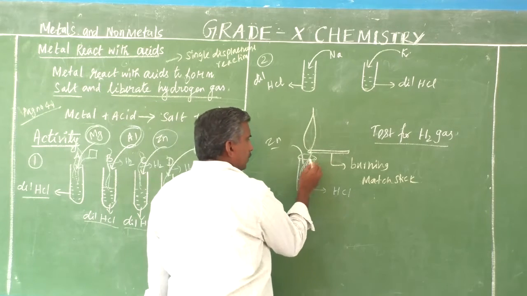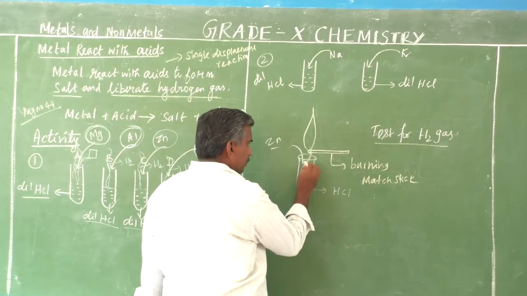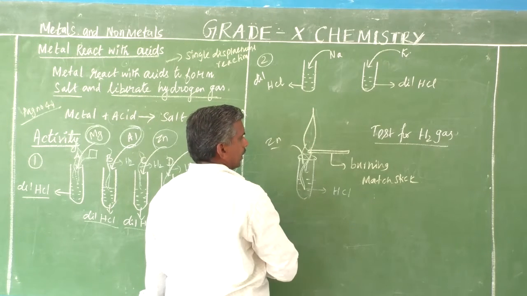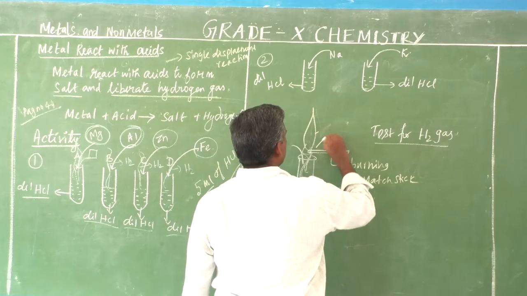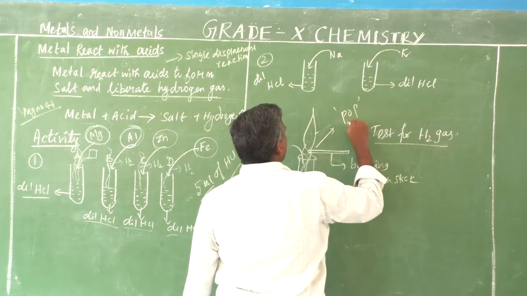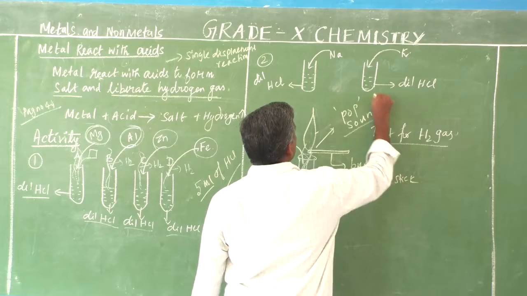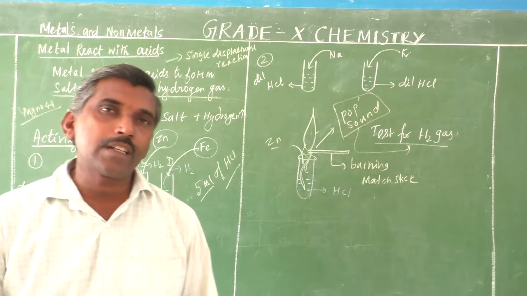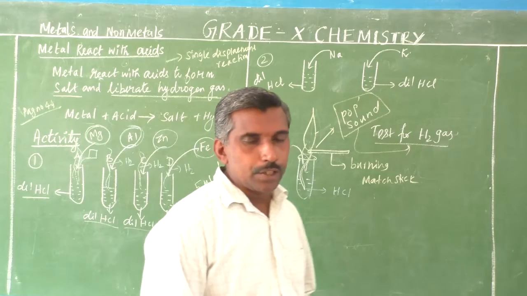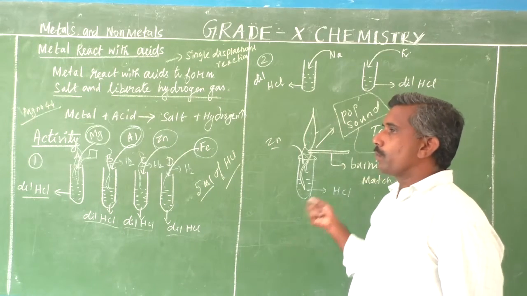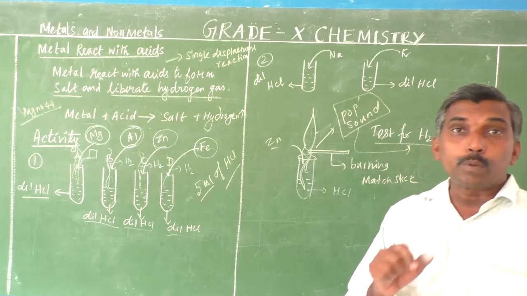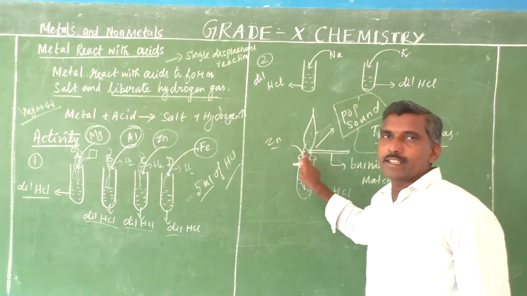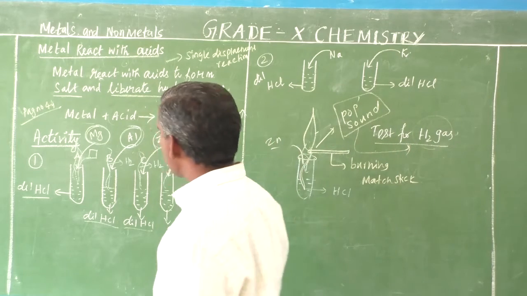When the burning matchstick is brought near the mouth of the test tube, the hydrogen gas comes in contact with the flame and produces a sound, a pop sound. This sound indicates the test for hydrogen. A pop sound is produced when a burning matchstick is brought near the mouth of the test tube, showing that hydrogen is released in this reaction and hydrogen gas is present.